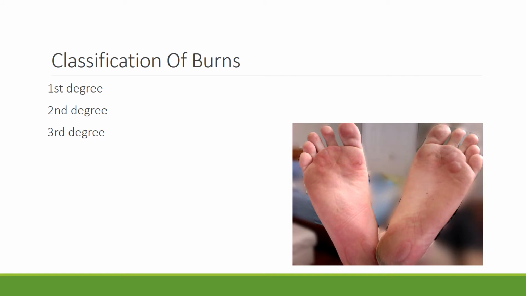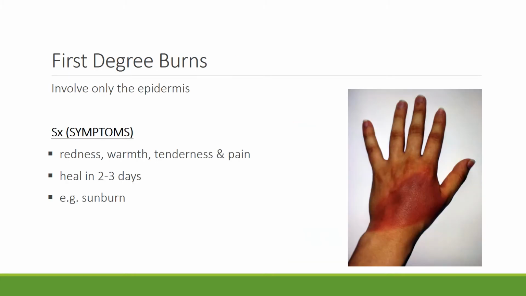There are three main categories of burns. They are first-degree burns, second-degree burns, and third-degree burns. Of the three categories of burns, the least severe are the first-degree burns because they only involve the epidermis. The symptoms of first-degree burns are redness, warmth, tenderness, and pain, and it takes about 2 to 3 days for them to heal. A common example of a first-degree burn is a sunburn.